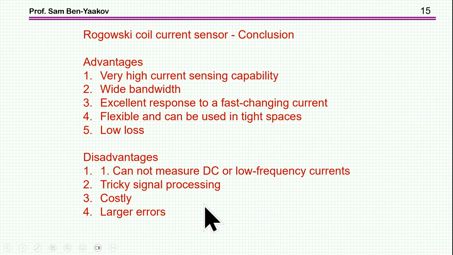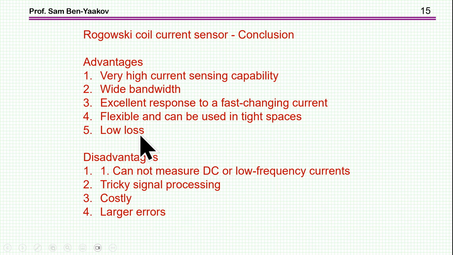So what are the conclusions of this presentation? We find that the advantage of the Rogowski coil is a very high current sensing capability. It can measure very high current, like hundreds of kiloamps. It has a fairly wide bandwidth, excellent response to fast changing current. This is good for protection. And it is flexible and can be used in tight spaces. You can make the coil thin and you can actually wrap it around the leg of a MOSFET. And it has inherently low loss. This is not like a sense resistor, which for very high current will of course be very lossy, with a high power loss.